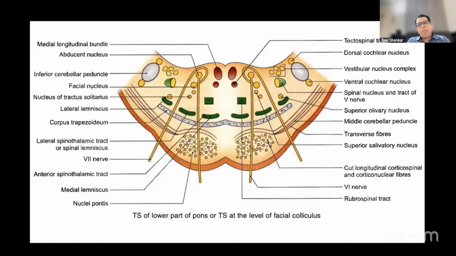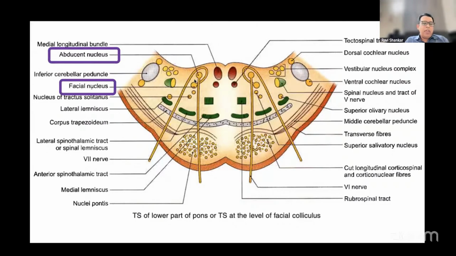We study the lower pons, which is also known as the level of the facial colliculus. In the gray matter organization, we see the sixth nerve nuclei, and there is a hump all around it produced by the fiber pathway of the facial nerve, which gives the eponymous name of facial colliculus at this level. The sixth nerve nuclei lie beneath the facial colliculus. The seventh nerve nuclei lie in the reticular formation of the pons.